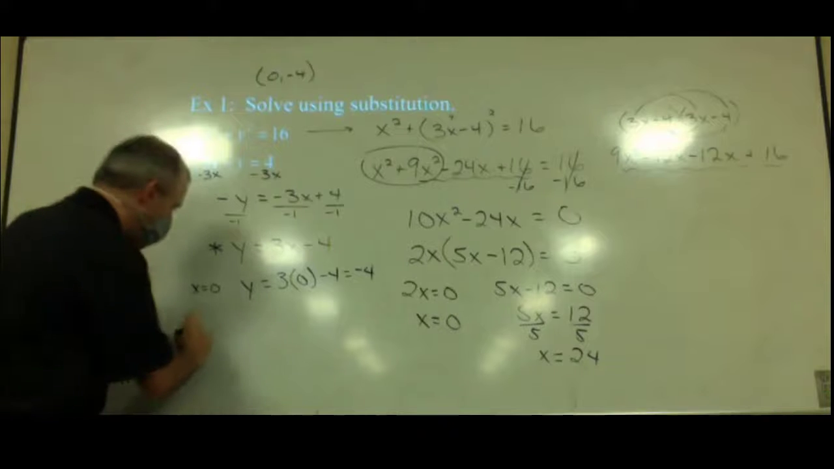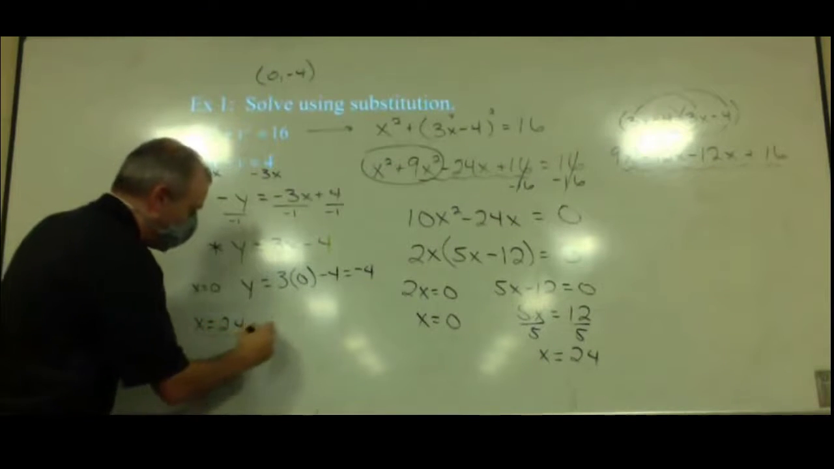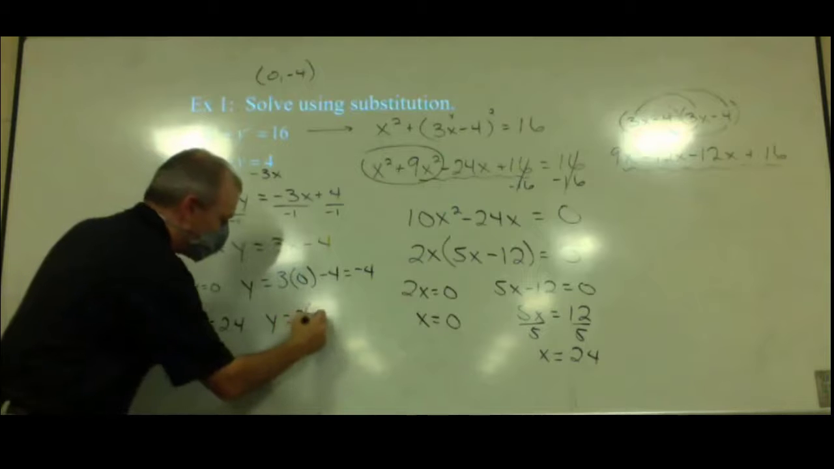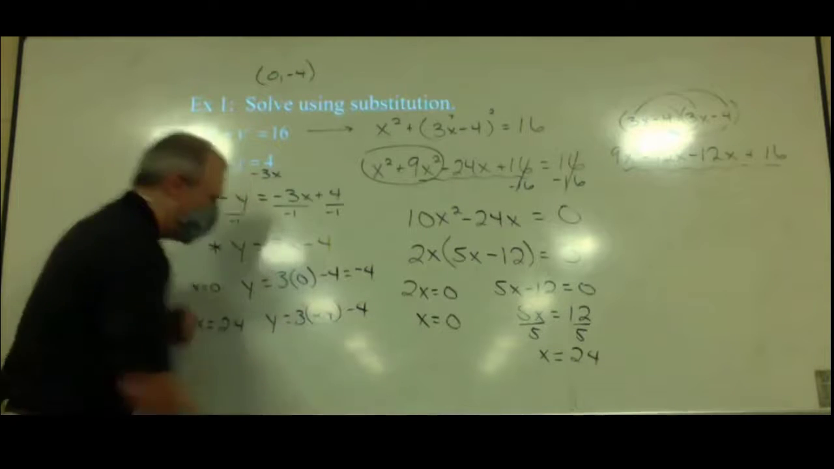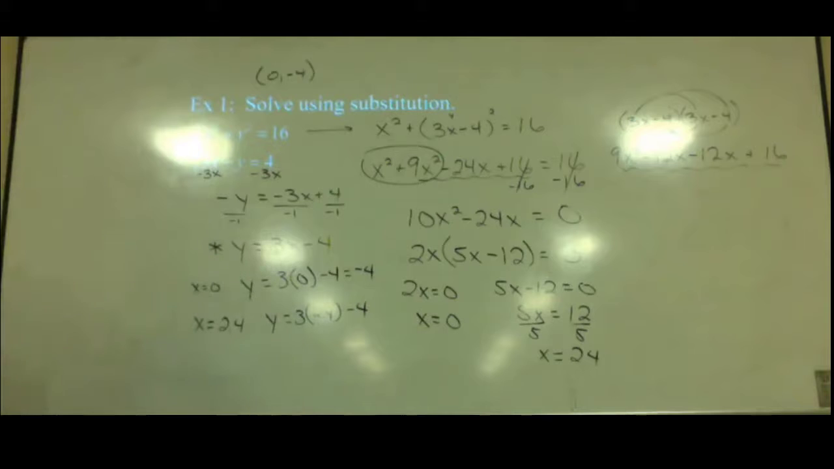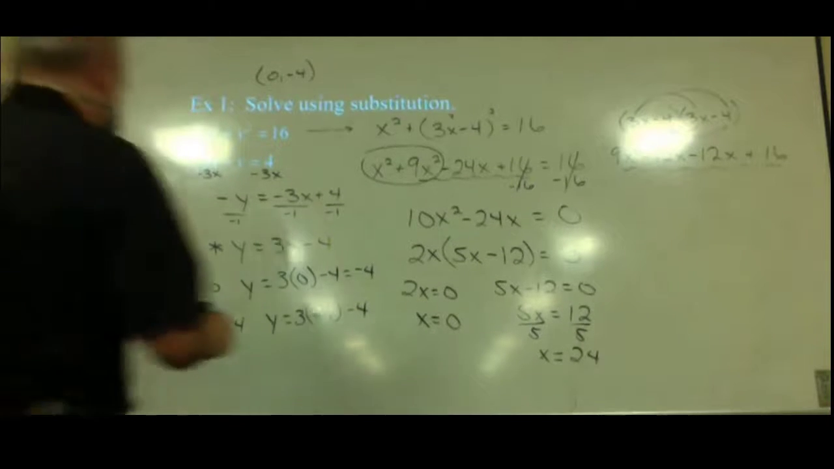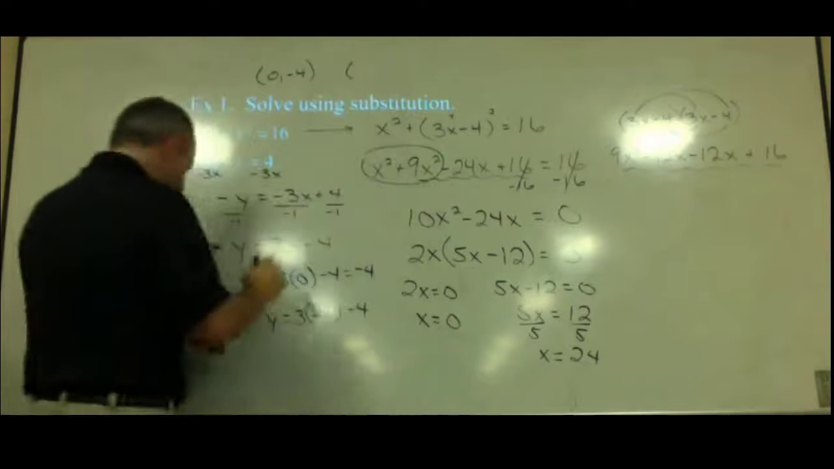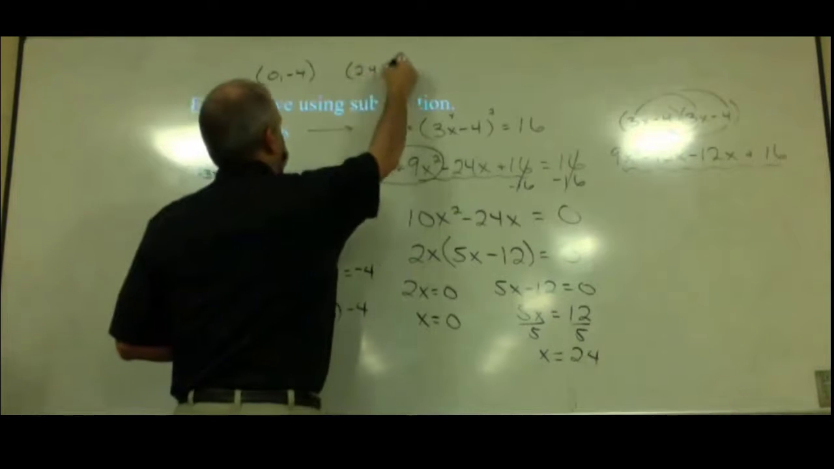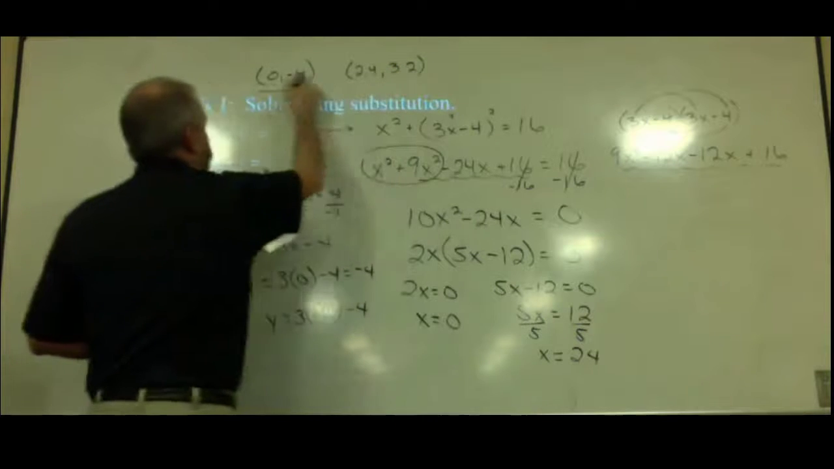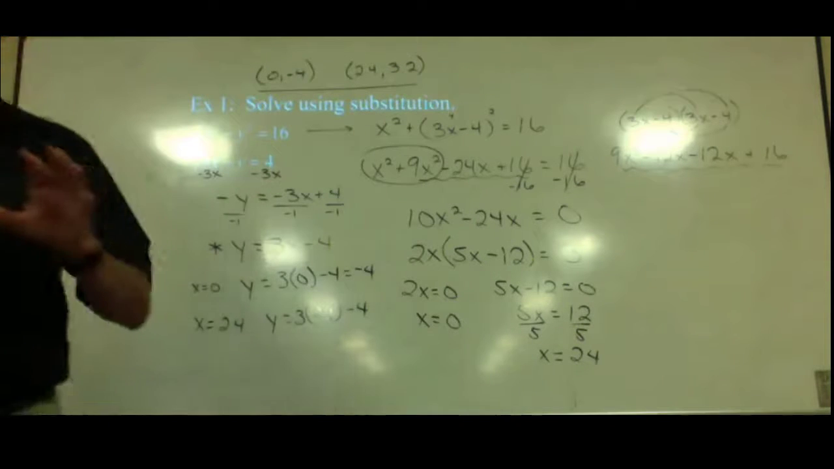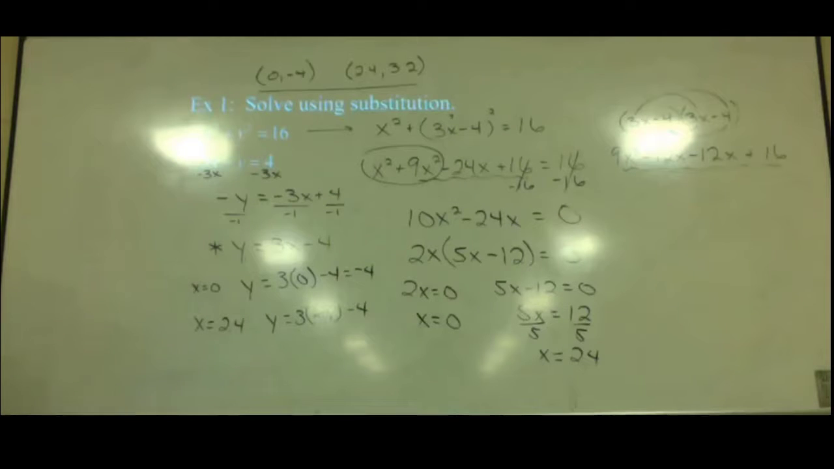The other time is when x equals 2.4. That'll be y equals 3 times 2.4 minus 4. If somebody has a calculator, they can figure that one out for us. I think it's going to be like 3.2 or something like that. Yeah, 3.2. So the other answer is when x is 2.4, y is 3.2. And those would be our 2 answers. So this was that case where the line cut through the circle and intersected it in 2 spots. Okay?